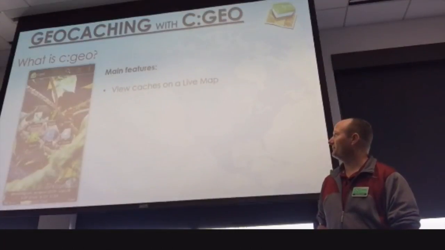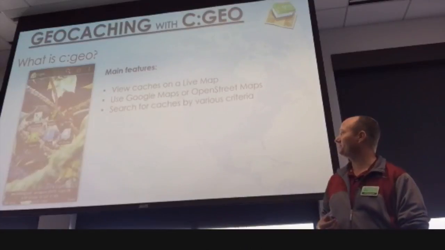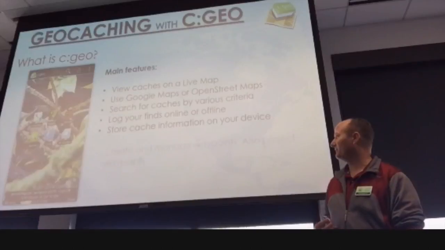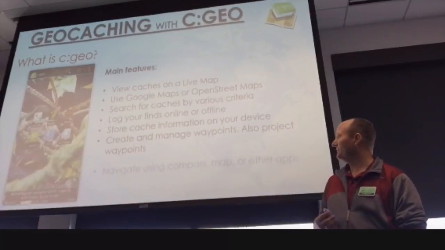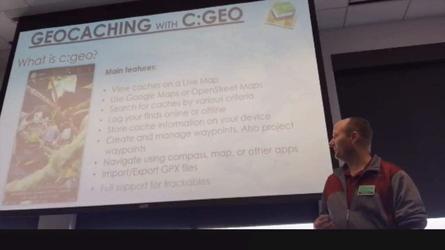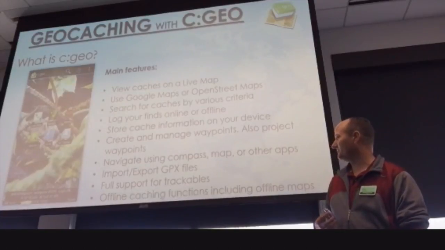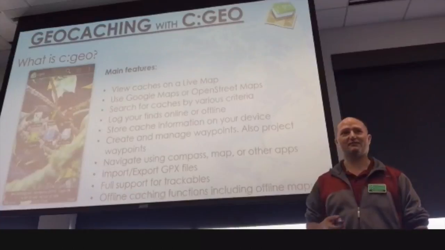The main features of it, you can view caches on a live map. You can use Google Maps or OpenStreetMaps. Search for caches by various criteria, log your finds online or offline, store cache information on your device, create and manage waypoints. You can also do waypoint projections, navigate using Compass Map or other apps. You can import and export GPX files, full support for trackables, and then offline caching functions, including maps.